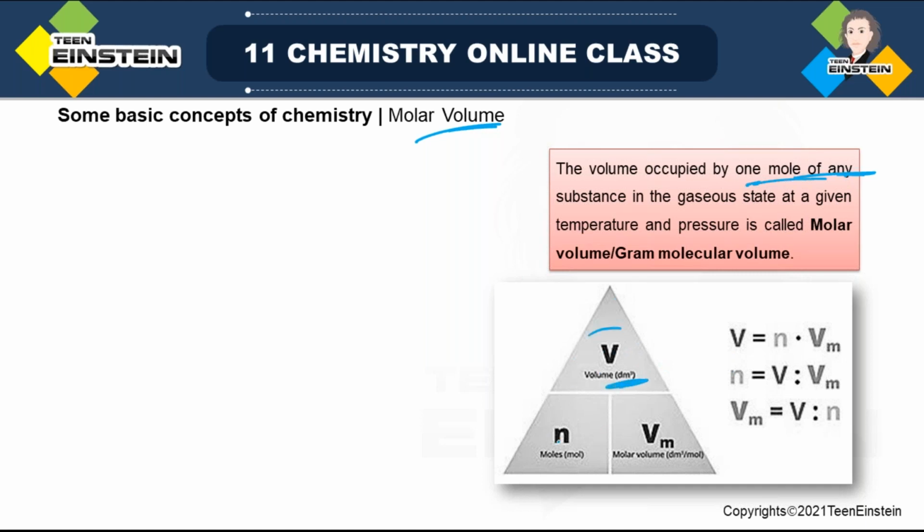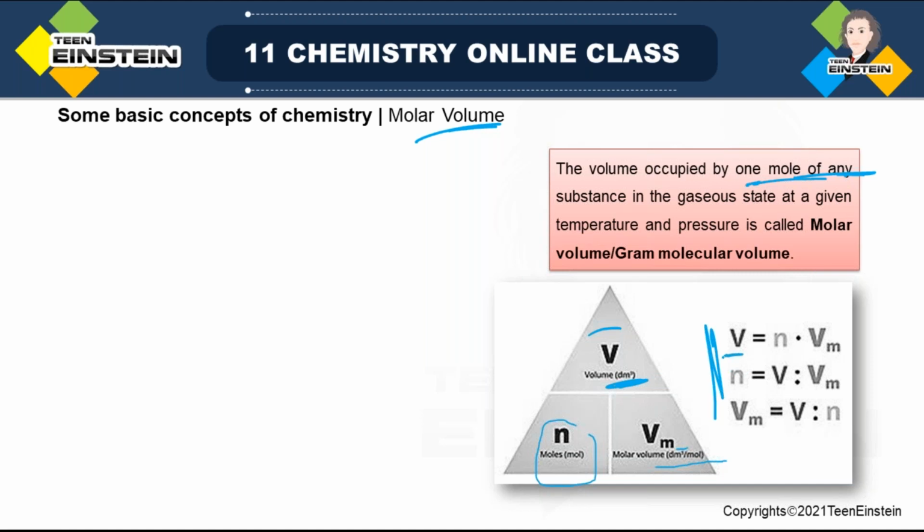The unit is dm cube. Mole, mostly we use small n. And molar volume is again V with a subscript small n. Now look at the unit, it is dm cube per mole. So here we have a total of 3 terms, and on the right hand side you can see how they are related to each other.